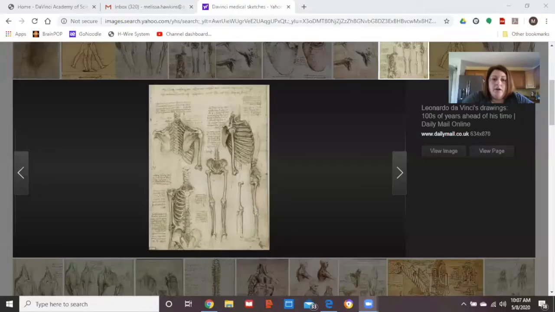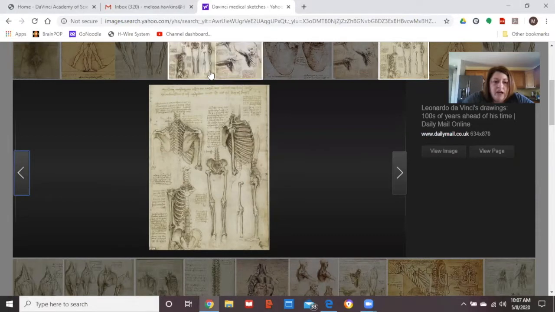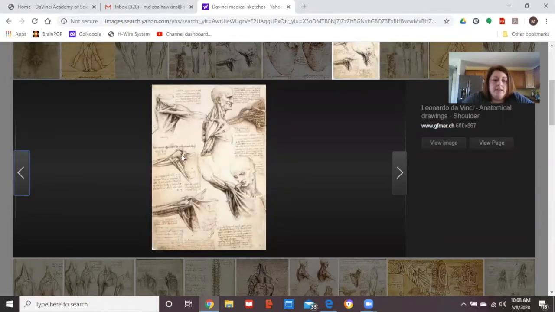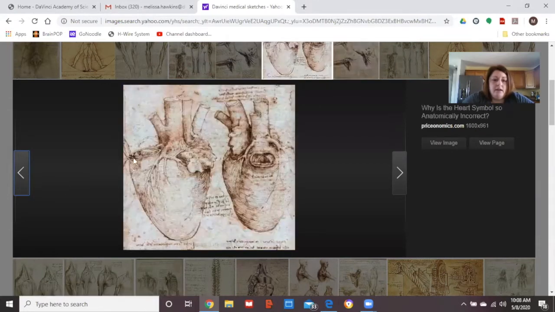Okay, so I'm going to show you a few of his pictures that he sketched. Okay, so you can see here is a sketch of the skeleton, of the skeletal system. Here is a sketch of some of the muscles in the body. Here is a very detailed sketch of the heart. So those are just a few of his sketches.